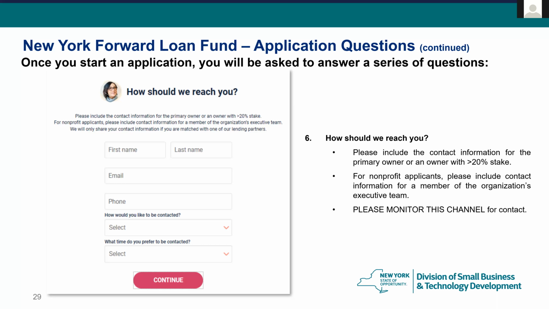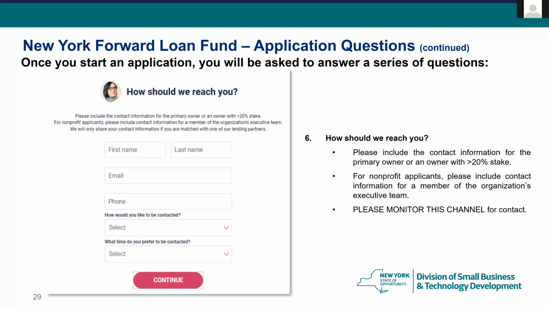Did you earn a profit last year? Question number 8. Simple answer, yes or no. If you chose yes, it's going to ask you how much you think it was. If it was no, it's going to skip over this question. Now, you don't need to be profitable to necessarily get matched with the Forward Loan Fund. There are lenders that can help businesses that aren't profitable.